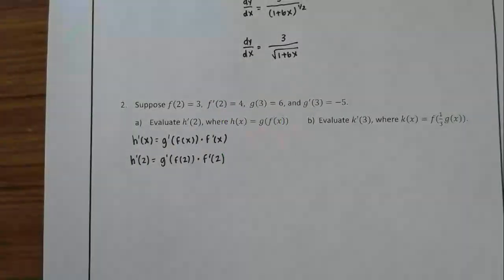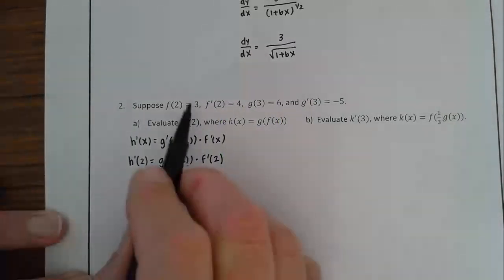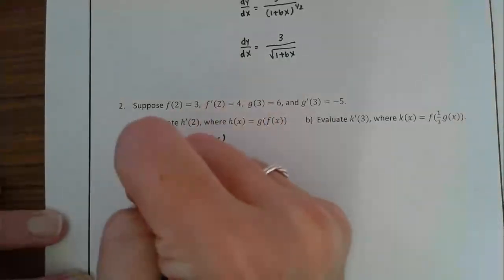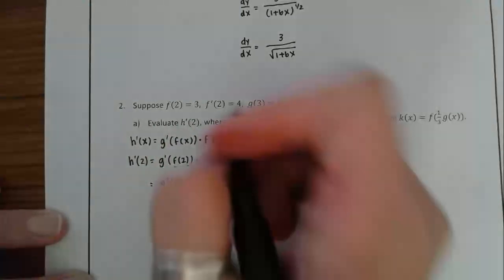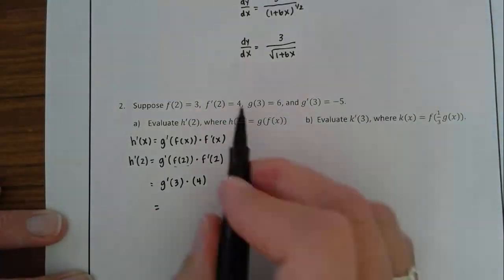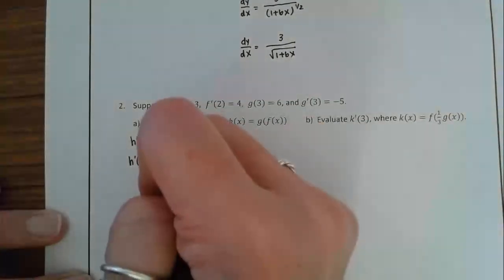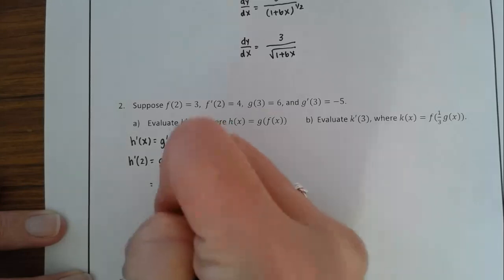So first thing I want to evaluate here would be this f of 2, and our values above is telling us that's a 3. So I want to evaluate g prime of 3 times f prime of 2 would be 4. So g prime of 3 is negative 5 multiplied by 4, give me a negative 20.